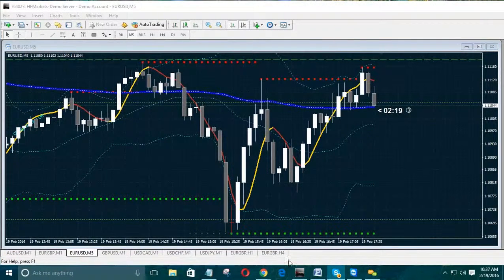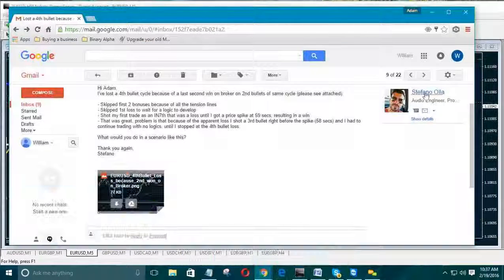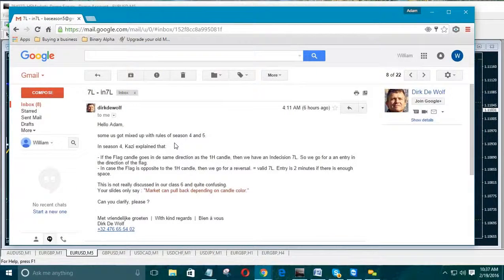Okay. All right, let's look at our next question here. Some of us got mixed up with the rules of season 4 and 5. In season 4, Kazi explained that if the flag candle goes in the same direction as the 1 hour candle, then we have an indecision seventh logic. So we go for an entry. Again, it's not always as simple as that. That's the basic understanding of it.